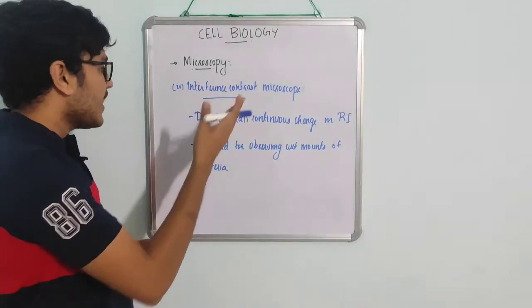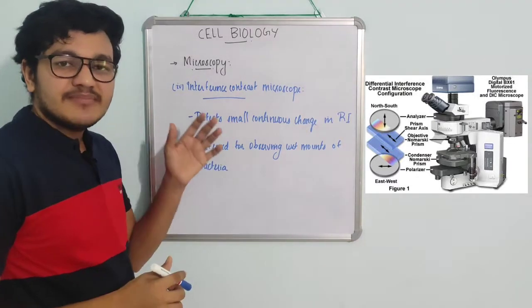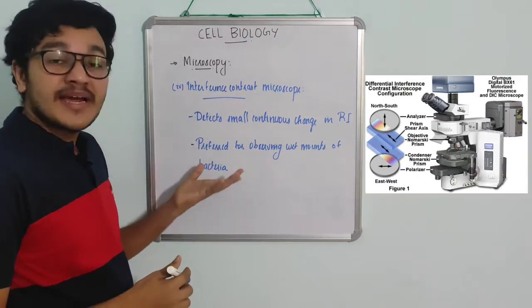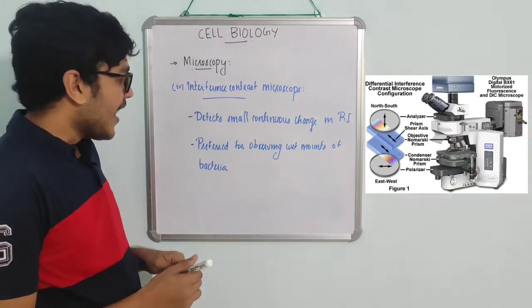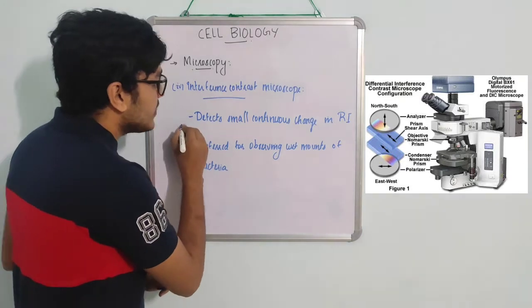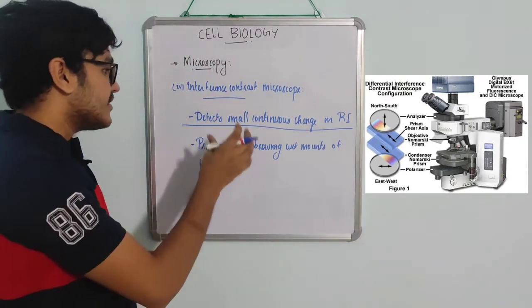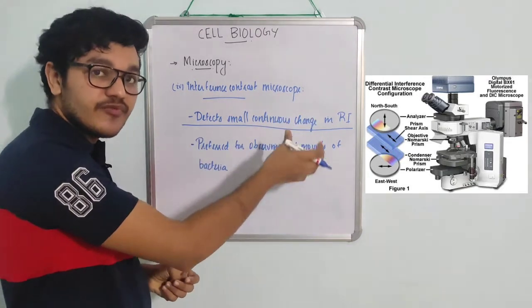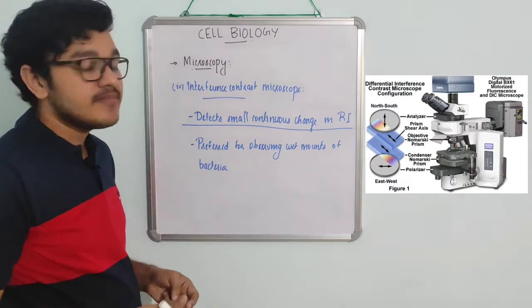Now the fourth one is the interference contrast microscope. It is not that important, but sometimes the principle might be asked in the entrance exam, so I'm mentioning the interference contrast microscope here. It detects small changes in the refractive index of the light. Small continuous changes in refractive index are detected, and that makes the object visible under the microscope.